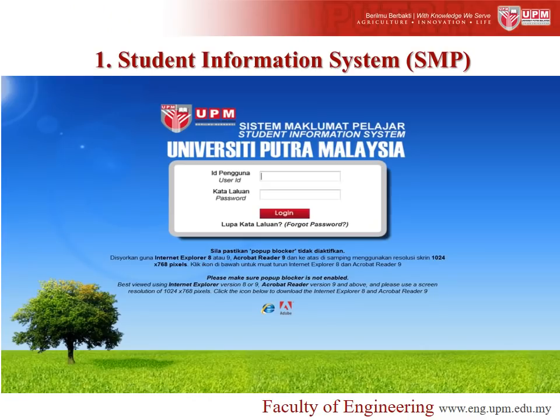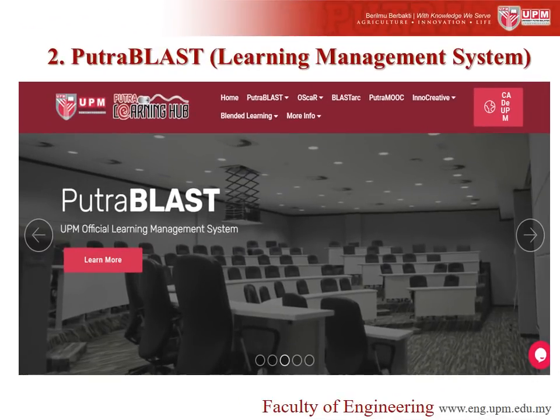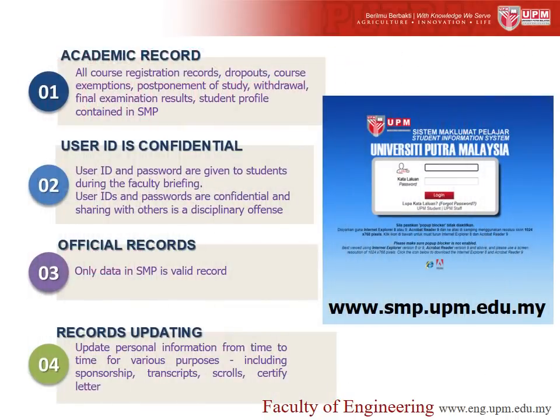This is a snapshot of the student information system or portal that I mentioned just now. So you should have your UPM user ID and password. Putra Blast also uses the UPM user ID and password, the UPM ID. So make sure you register with your UPM ID first. There are instructions if you enter Putra Blast or SMP for you to register your UPM ID. What SMP has is the academic record, user ID, official record and records updating.